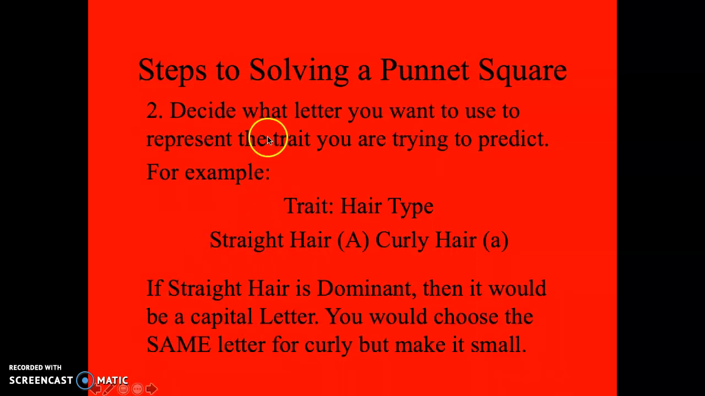Step number 2 is to decide what letter you want to use to represent the trait you're trying to predict. So in this example I've given you, the trait we're going to look at is hair type. I have chosen a big A for straight hair and a little a for curly hair because straight hair is dominant, so it has to have the capital, and curly hair is recessive, so it has the small letter. You always use the same letter for both. You wouldn't use an A for straight hair and an H for curly hair. The A just represents hair type. So this represents the dominant gene of hair type. This represents the recessive gene of hair type.